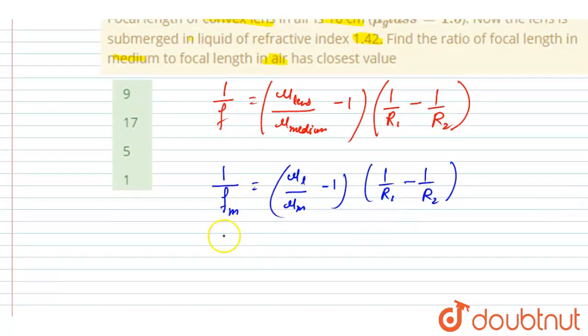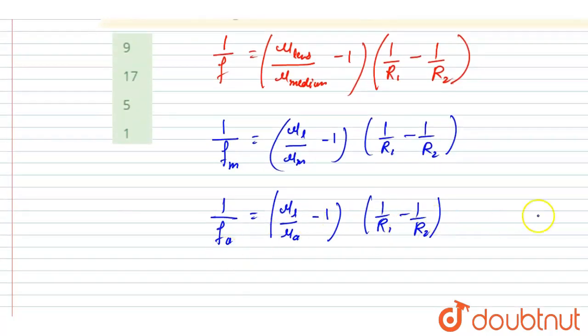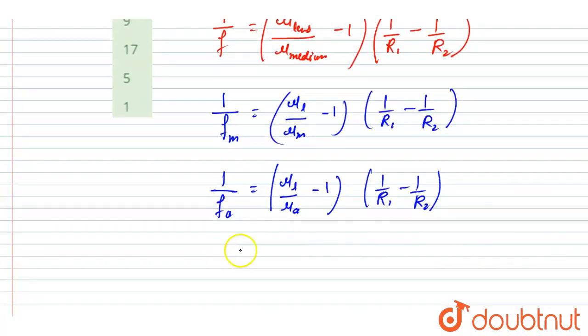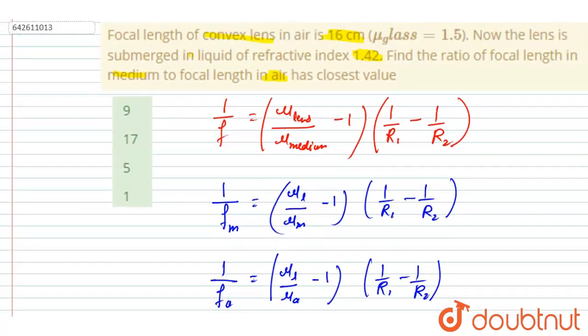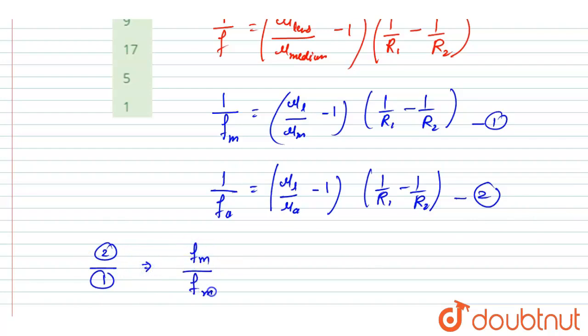Right? Okay. So if I write the same for the air, then I will write mu L by mu air minus 1, 1 by R1 minus 1 by R2. Right? We want the FM by FA, focal length in medium to focal length in air. So if you see, there are two equations, equation 1 and equation 2. So we will divide equation 2 by equation 1, right? So we'll get F medium by FA.